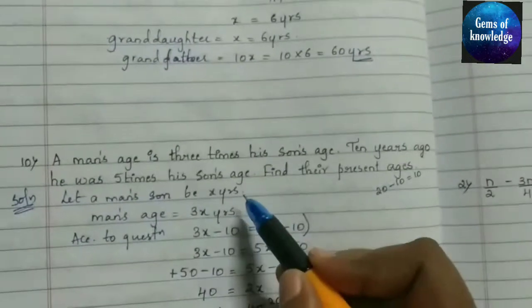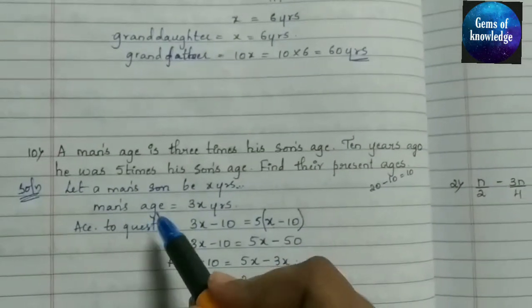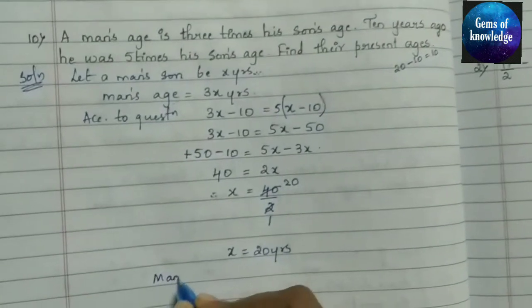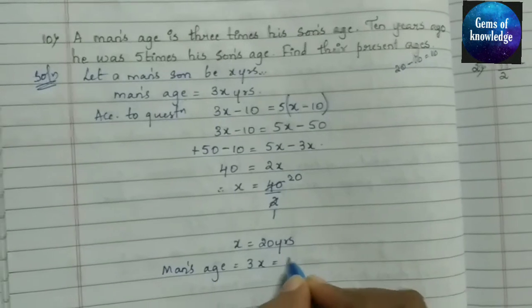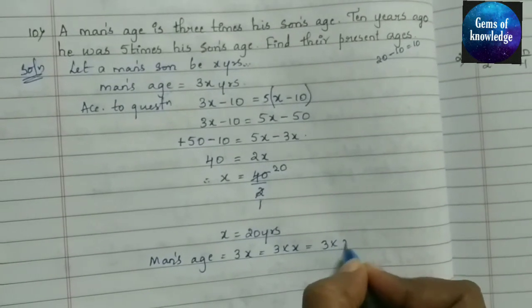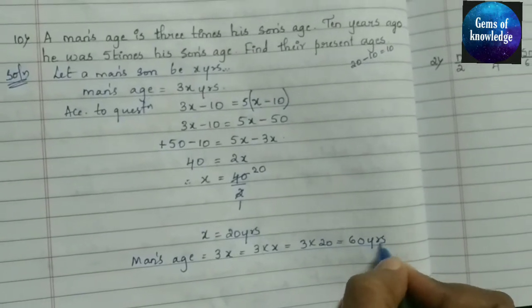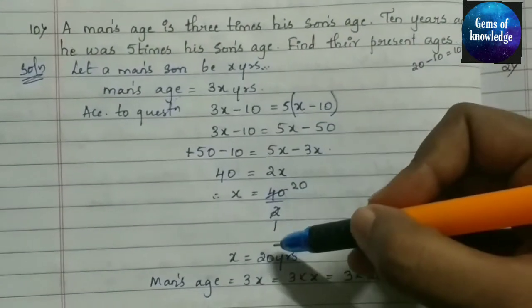So his son is 20 years old. So the man's age is what? That is 3x. Man's age is equal to 3x, so 3 into 20, that is 60 years. So the man is 60 years old and his son is 20 years of age.